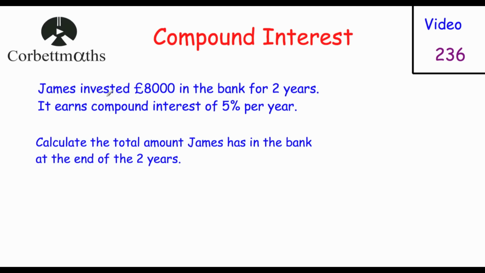So our question says, James invested £8,000 in the bank for 2 years, and it earns compound interest at a rate of 5% per year. Calculate the total amount of money that James has in the bank at the end of 2 years. Now there's 2 different ways to do this question, and I'm going to show you both approaches now.